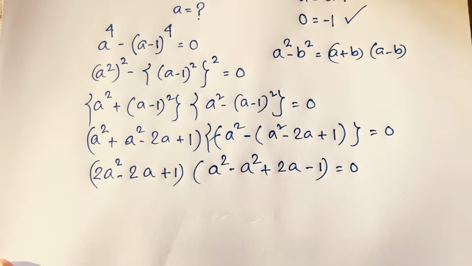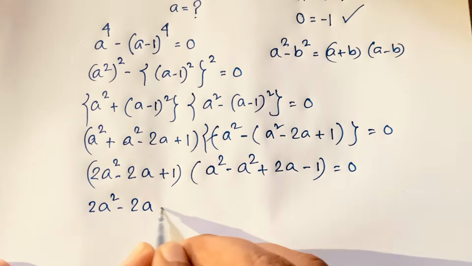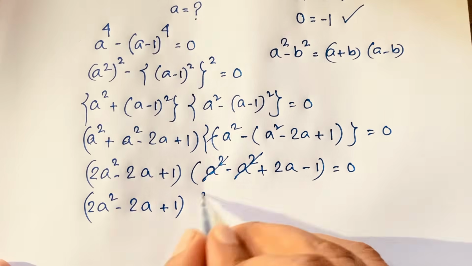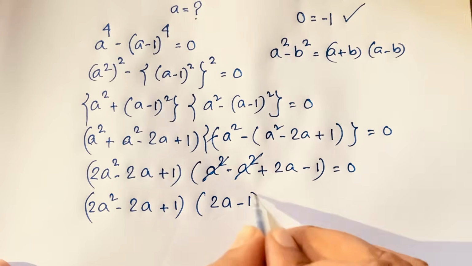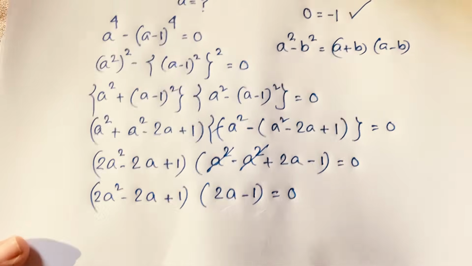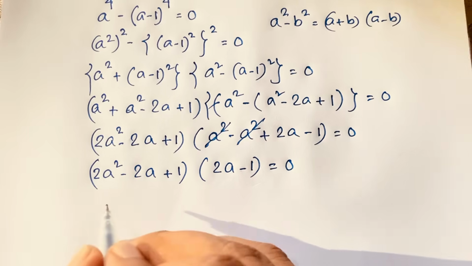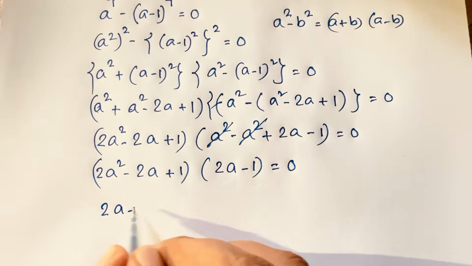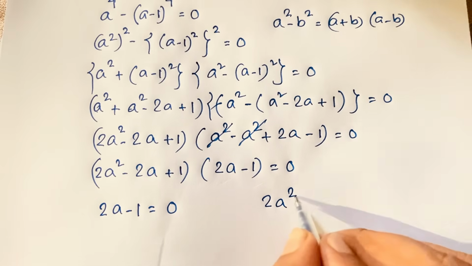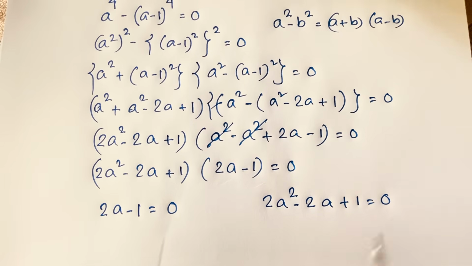Then here 2a square minus 2a plus 1 times, this cancels out, we'll find it will be 2a minus 1 is equal to 0. So we'll find here are two cases. Our first case is this, second case is this. I take this below here, so it will be 2a minus 1 is equal to 0, and here 2a square minus 2a plus 1 equal to 0.